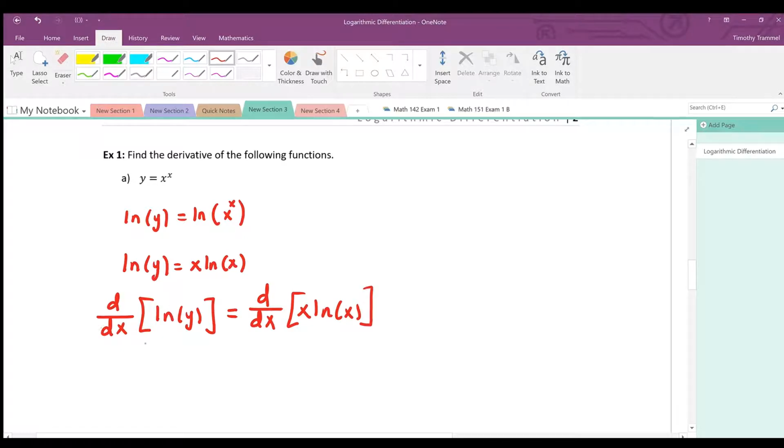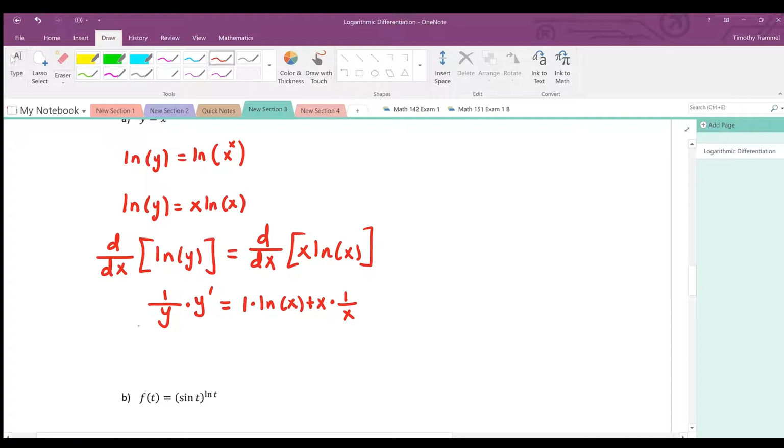So the derivative with respect to x of the natural log of y, that should be 1 over y. And don't forget, y is a function of x, so we need to apply the chain rule here, so times y prime. And then the derivative with respect to x of x times natural log of x is going to require the product rule. So the derivative of x is 1 times the natural log of x plus x times the derivative of the natural log of x, which is 1 over x.